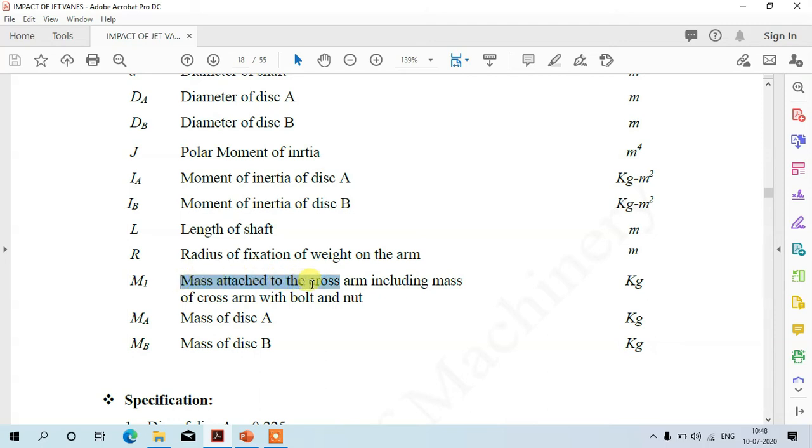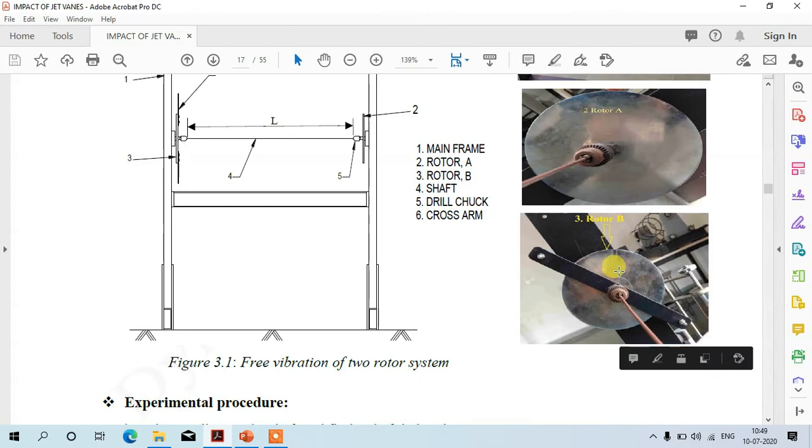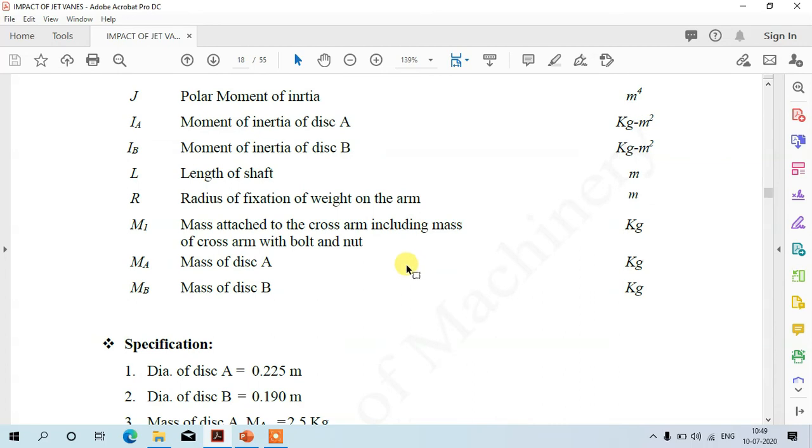Capital M1 is the mass attached on the cross arm, including the mass of the cross arm with bolt and nut. If you see the assembly over here, the cross arm is attached on rotor B, and masses will be attached with the help of nuts and bolts. So capital M1 is the total mass of the attached mass, as well as the mass of bolt, nut, and cross arm. Everything attached to disc B. MA is the mass of disc A, MB is the mass of disc B.